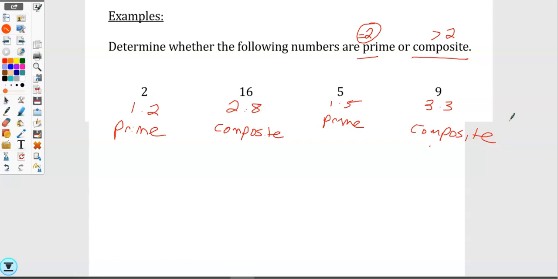So at this point, that concludes our video on divisibility and factors. Please make sure that you understand the difference between prime and composite, and that you know how to list the factors. If you need to, please go back and watch the videos. When you're done, you can move on to the check for understanding, and then move on to your homework. Thank you.